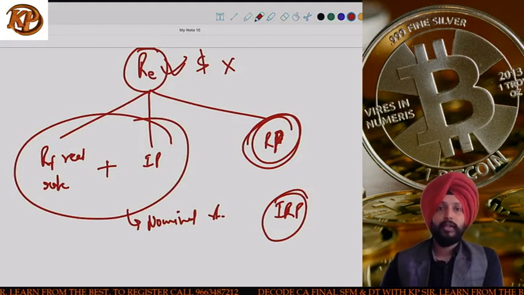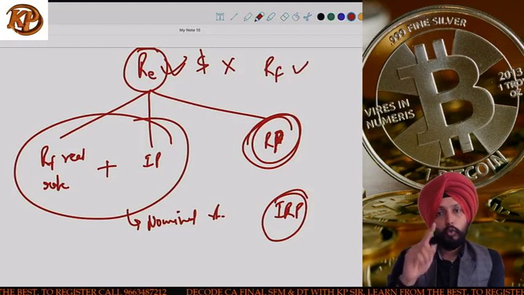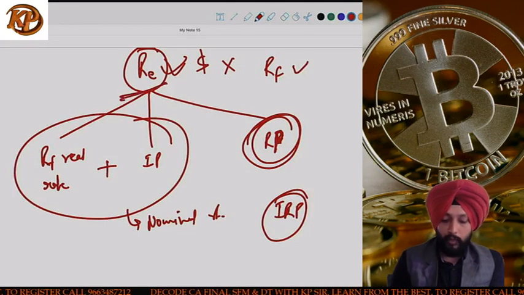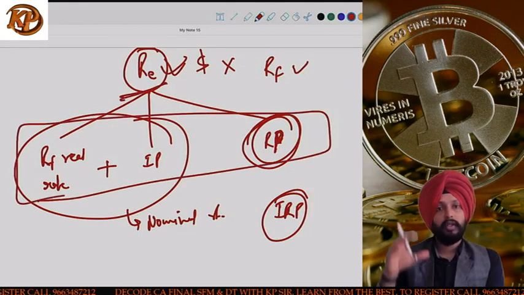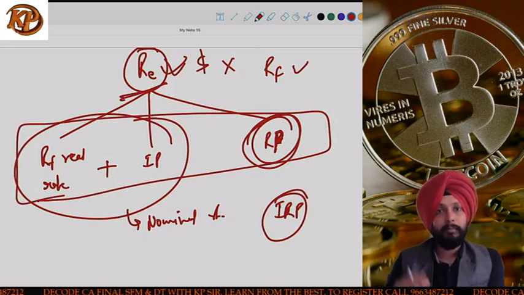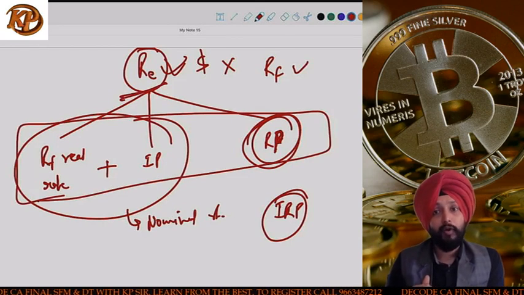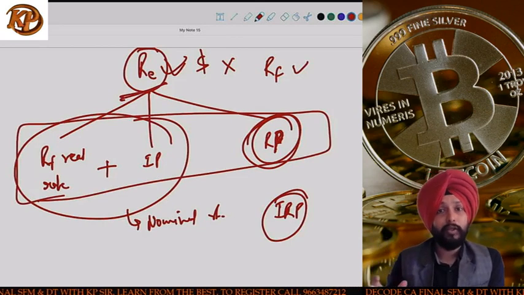But RF will be given to you in dollar terms. So what you do is you use this knowledge of required rate of return. You use this knowledge, and from that you use the Indian rates. Indian rates are used to calculate the risk premium. Then that risk premium is used with the RF of US to calculate the required rate of return in US.